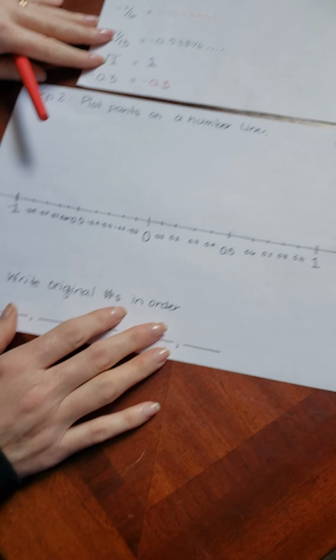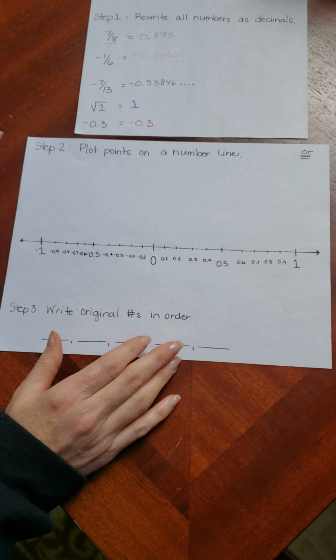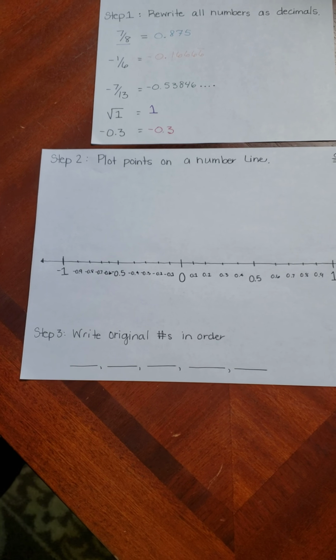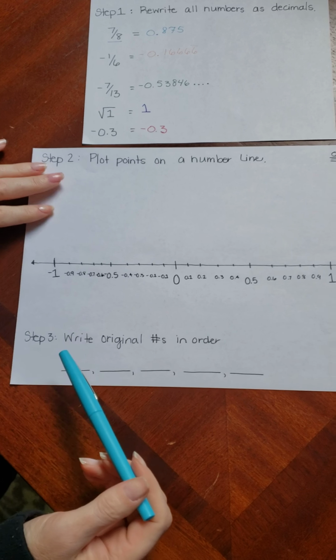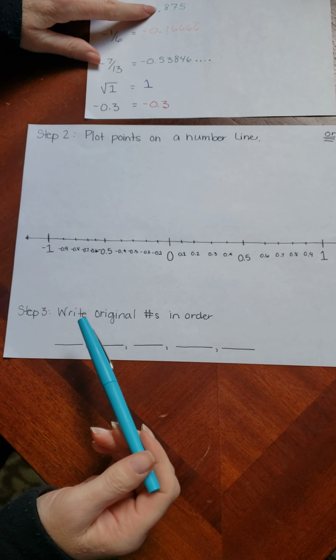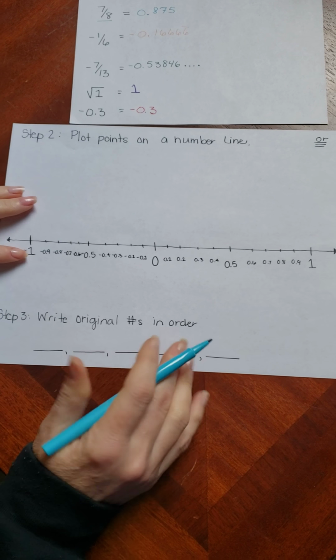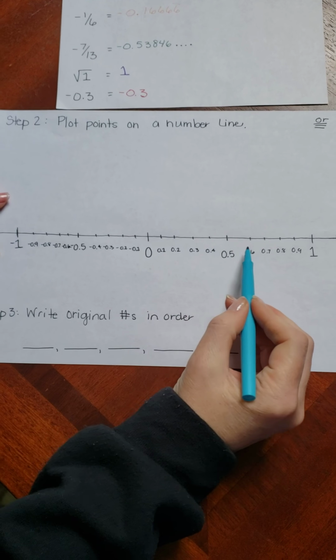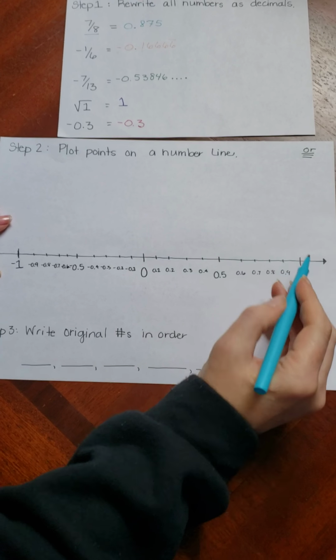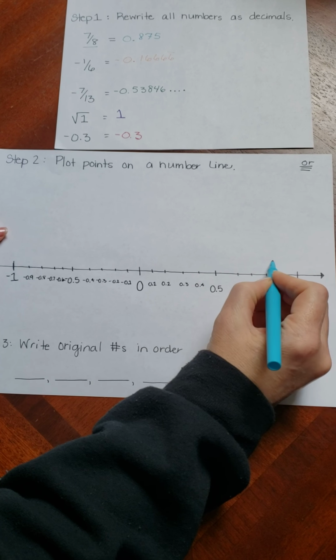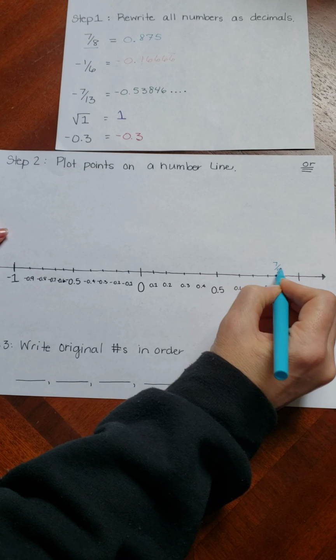So now, next what we need to do is take those numbers and do one of two things. We're going to follow the first method, and that is to plot them on a number line. So we need to plot positive 0.875, which is 7/8, on the number line. So we need to follow our number line to the right in the positives to 0.8, almost to 0.9. And we can write that as 7/8.